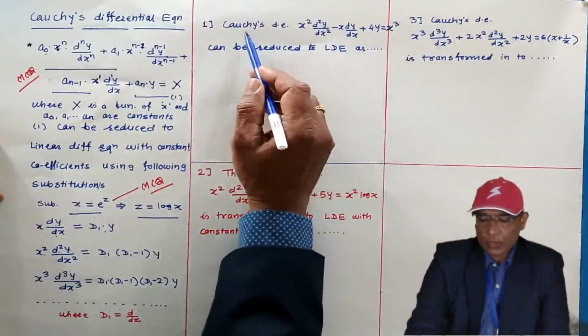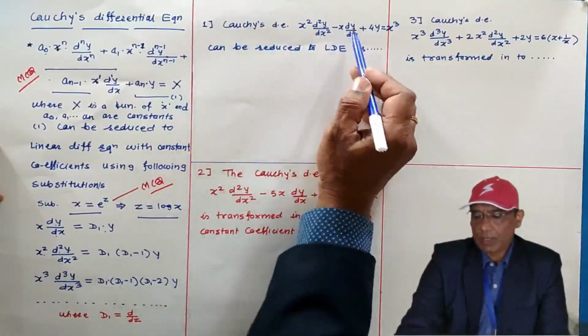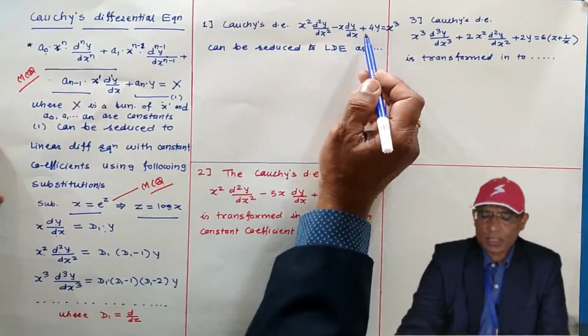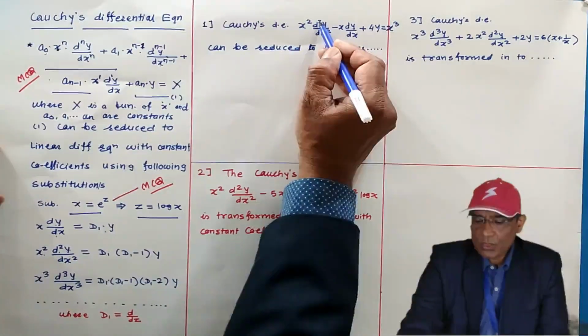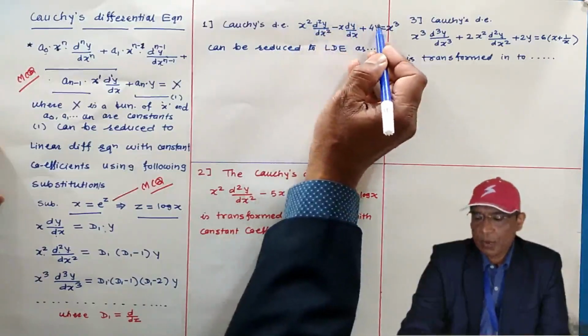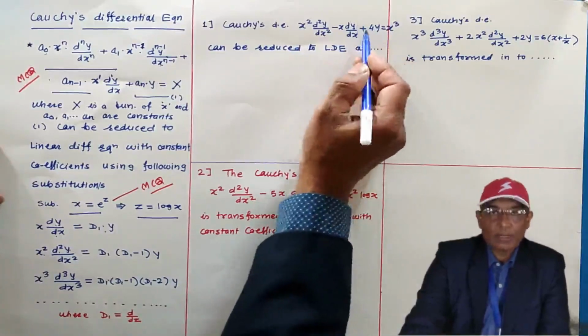MCQ I am going to read. Cauchy's differential equation: x square d2y by dx square minus x dy by dx plus 4y equal to x cube. Is this Cauchy's differential equation? Yes, because the power of d is 2 with power of x 2, power of d is 1 with power of x 1, power of x is 0 with power of d 0, like that. Okay, on the left hand side only.